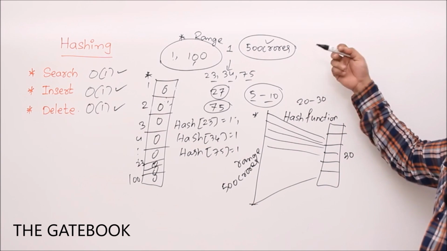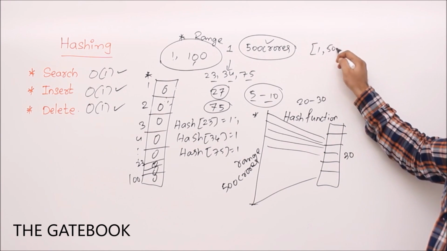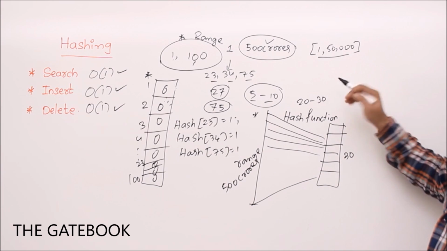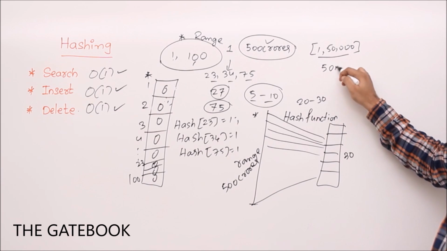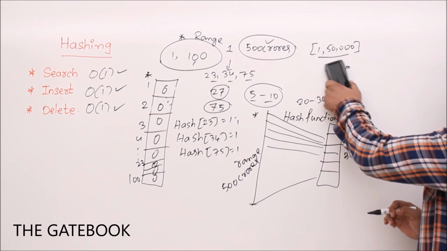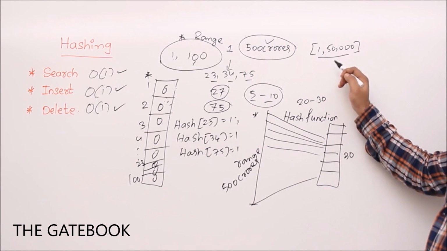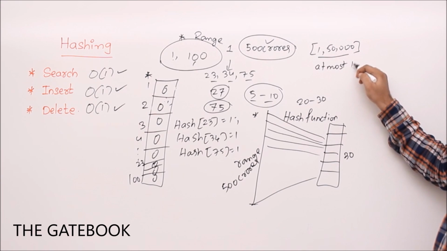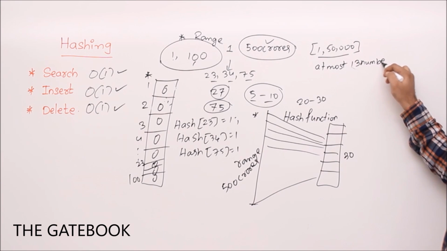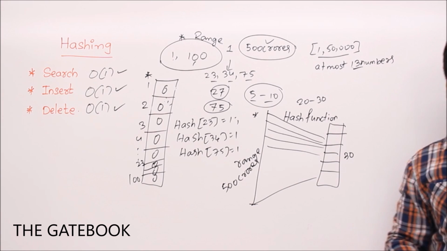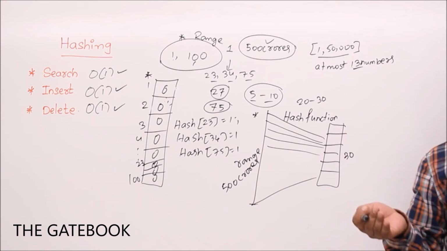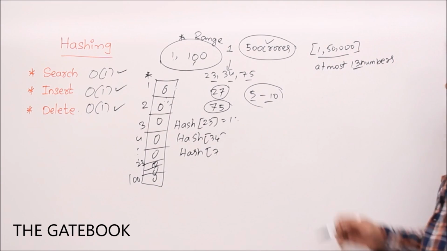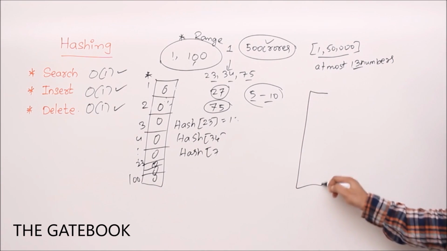For example, let's say my range is 1 to 50,000, but I know that at any time I am not going to store more than 50 numbers. Otherwise, for easy discussion, I assume that I am going to store at most 13 numbers. At most 13 numbers. I will tell you the reason I am taking this weird number 13. So if you have at most 13 numbers to be inserted, what I can do is go for hashing, mapping like this.